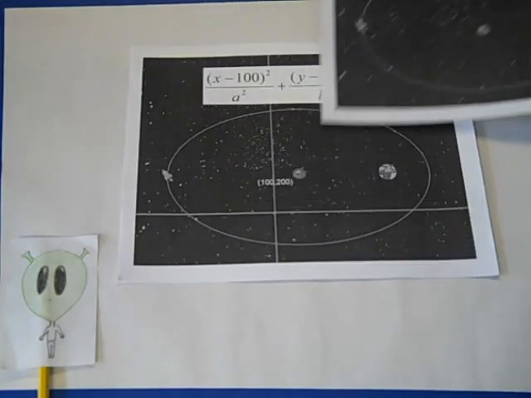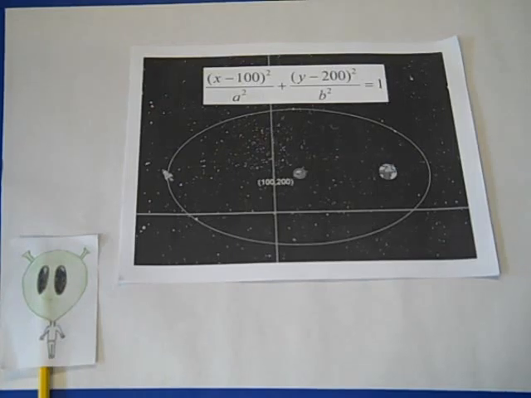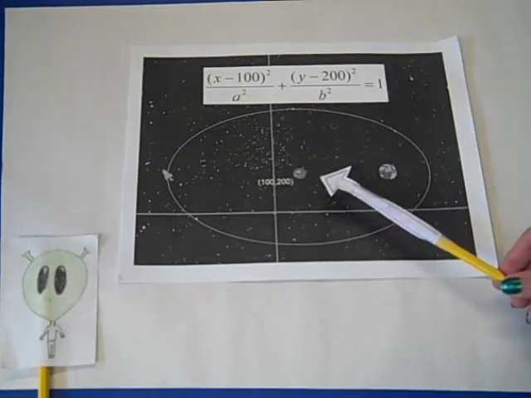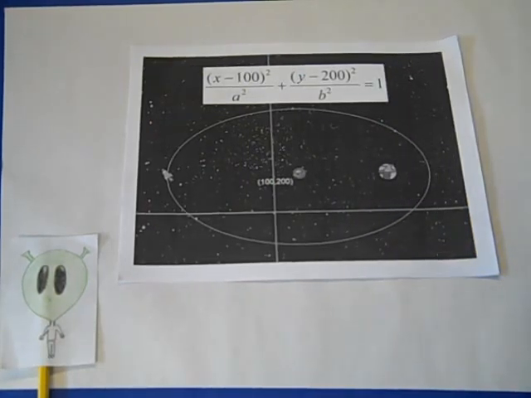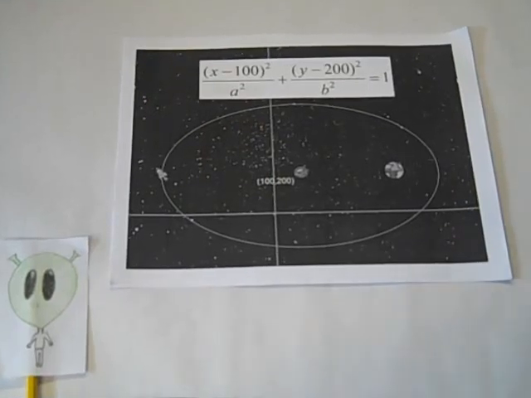In this equation, (h, k) is the ordered pair for the center. On Major A's intergalactic coordinate plane, he is at the point (100, 200). He can substitute 100 for h and 200 for k. (x minus 100) squared over a squared plus (y minus 200) squared over b squared equals 1.